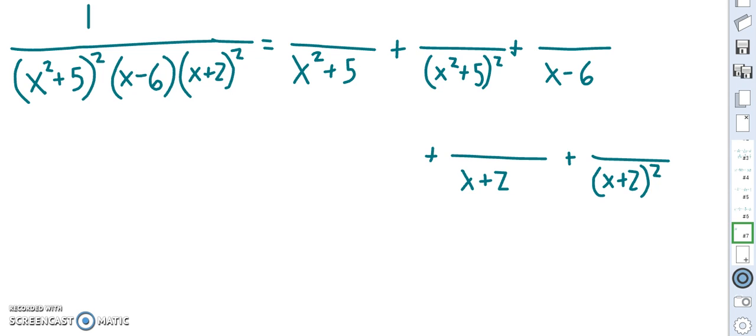X squared plus 5 is quadratic. It's a quadratic that does not factor further. It's not made up of linear, it's quadratic. It's going to have an Ax plus B. X squared plus 5 squared is just the square of a quadratic. I'm just going to have Cx plus D. X minus 6 is linear, so I put a constant. X plus 2 is linear, so I put a constant. X plus 2 squared is the square of a linear. It came from a linear, so I just put a constant. That is how I would set this up. To actually solve for these, I'm going to have to clear my denominators and do kind of interesting things that I'll do in a different video.